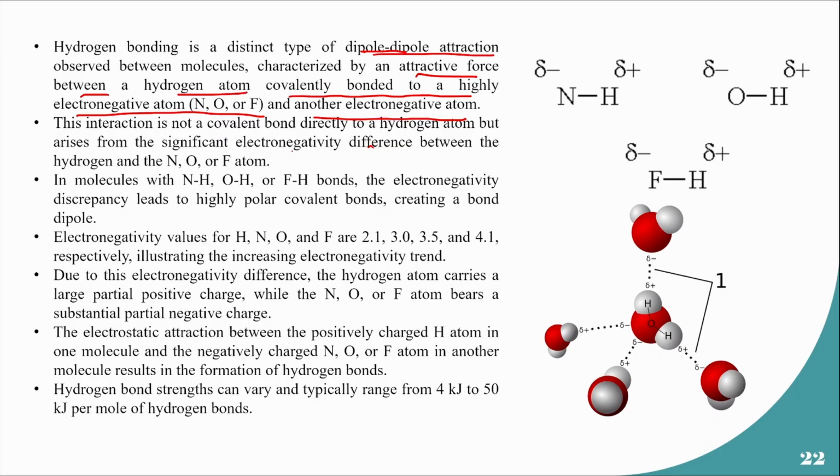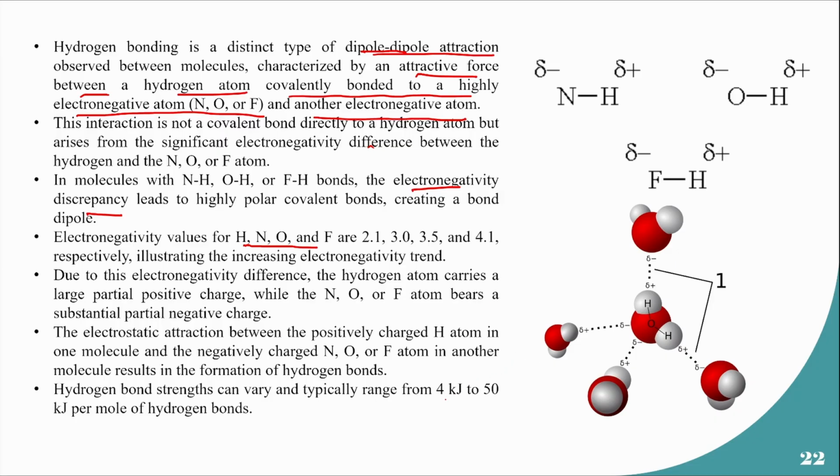Yeah, so basically the electronegativity discrepancy kind of leads to these bonding, right? And here it is again talking about the increasing electronegativity trend for these different atoms, for example, H, N, O, F, and that will sort of be part of the strength of the hydrogen bonding as well.